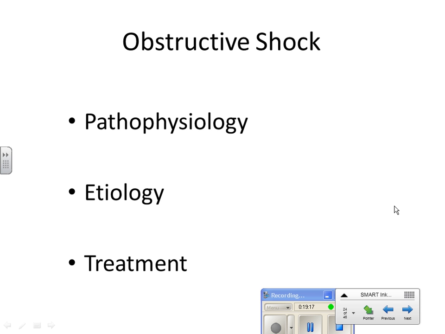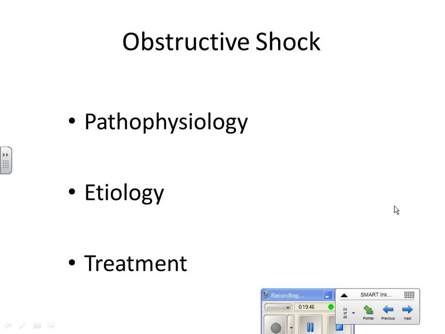Now, when we talked about cardiogenic shock, we said that the patient went into shock because the heart itself was failing as a pump, because there was something wrong with the heart. In obstructive shock, we have the heart unable to pump the blood because something external to the heart is making it too hard for the heart to pump the blood. So what are some of the things that we talked about in the respiratory unit that could cause obstructive shock?